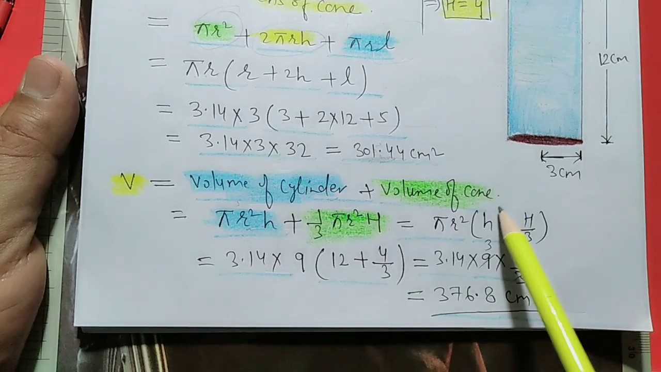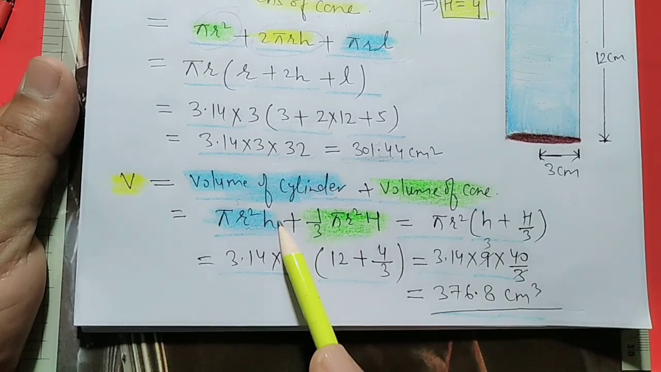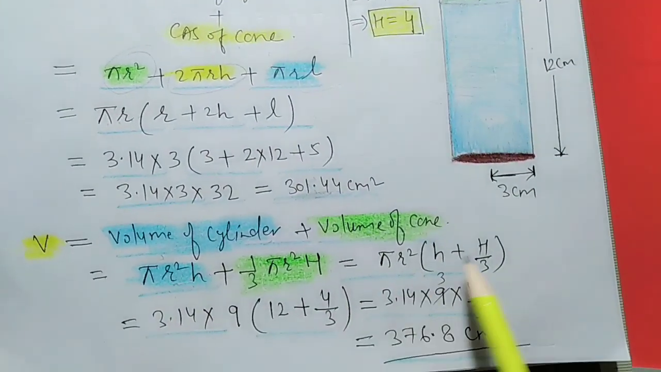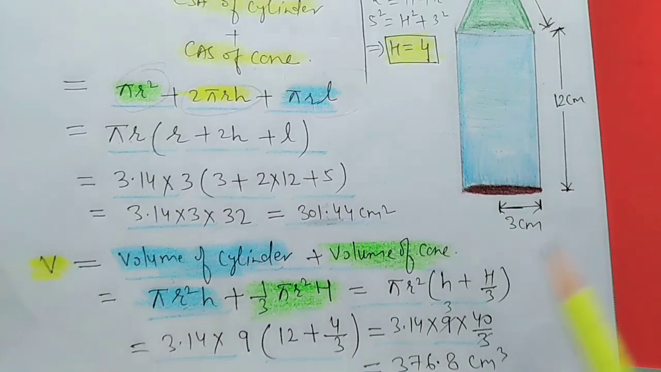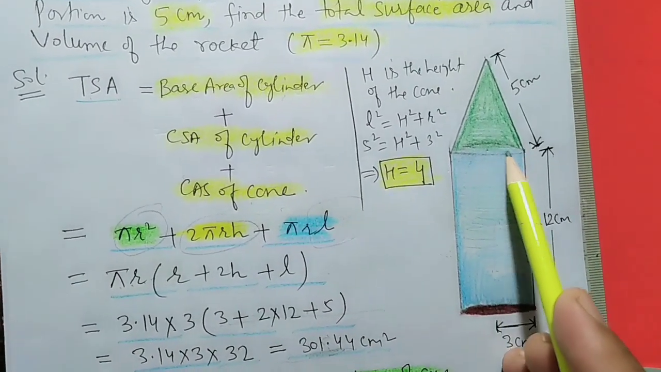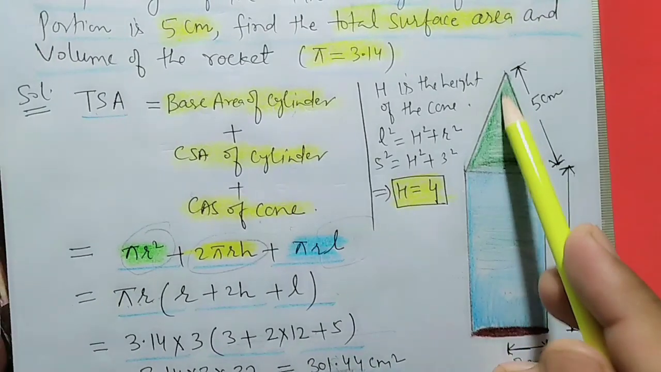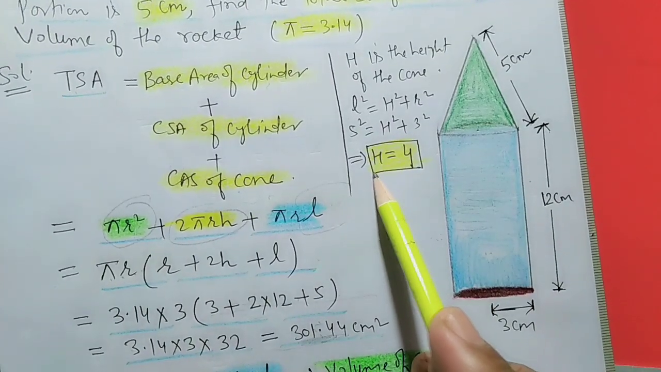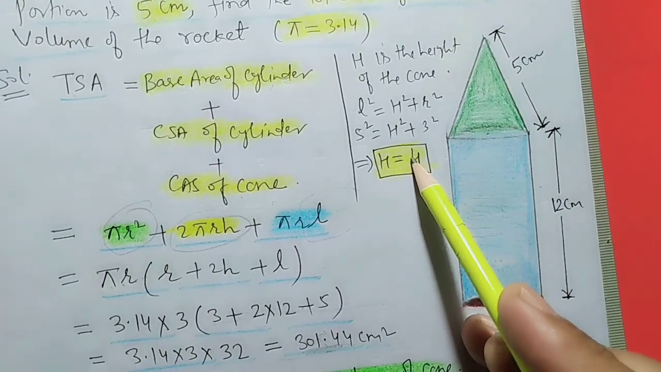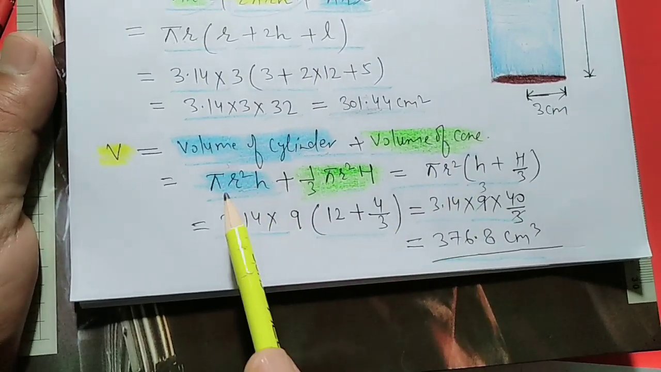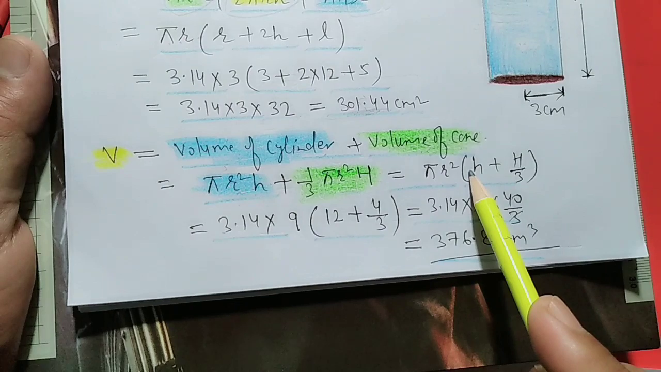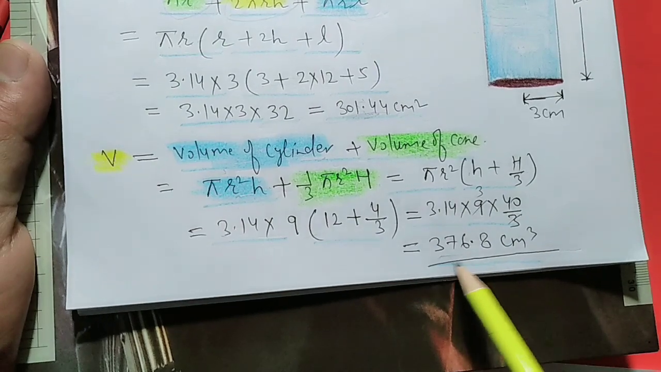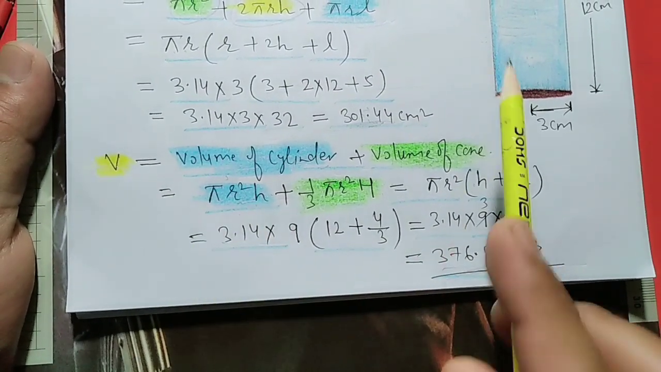So pi r square is common, but here h and capital H are different, because small h is the height of the cylinder which is given, but capital H, the height of the cone, was not given. We were having only the radius and slant height. The radius, height of the cone and slant height have a relation, Pythagoras. So with this formula I have calculated the height of the cone, that is 4. Now putting all these values, pi r square was common, h is the height of the cylinder, capital H is the height of the cone, and after calculation, this is my answer. This is the volume of this rocket.